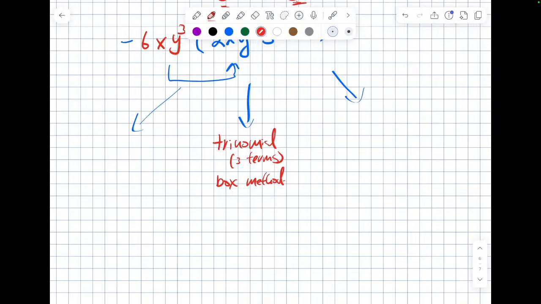But anyway, here you can get a binomial. With a binomial, you'll have a 2-term situation, such as a difference of squares.